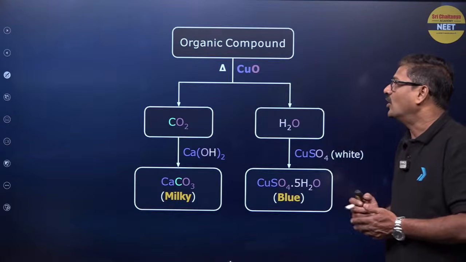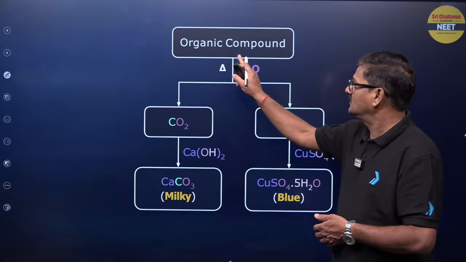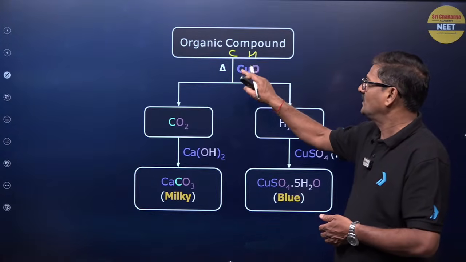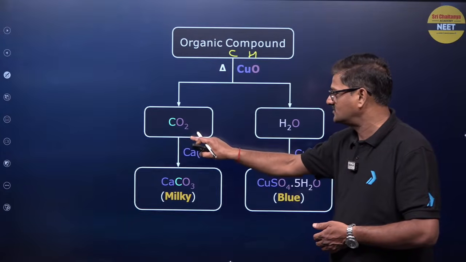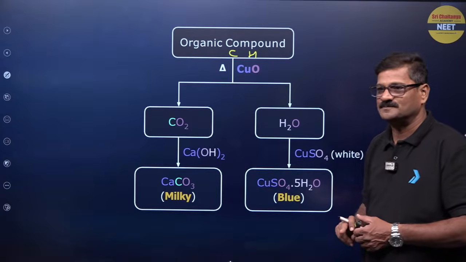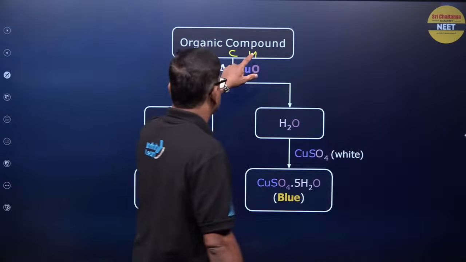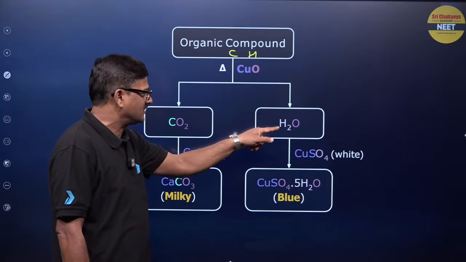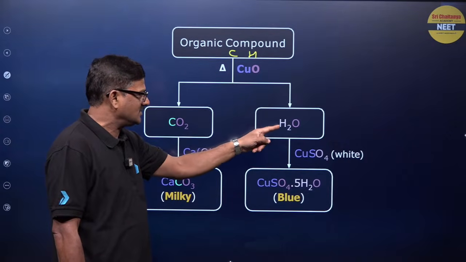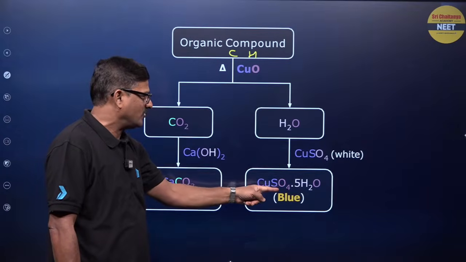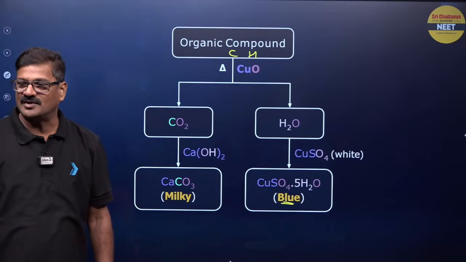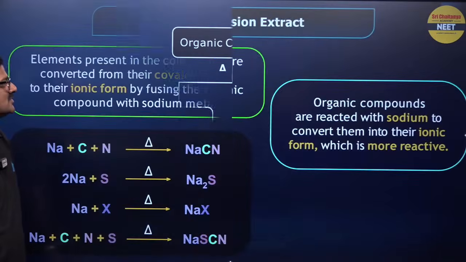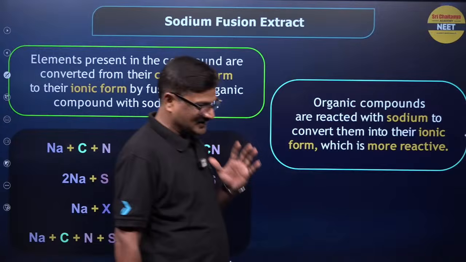And yeah, organic compound, copper, carbon and hydrogen. So carbon is converted into carbon dioxide. Detection of carbon dioxide is done by using lime water, which turns milky. Organic compound, hydrogen is converted into water. This water is converting white copper sulfate to blue. White copper sulfate to blue. Are you getting or not? Clear? Now let us talk about the Lassaigne test.